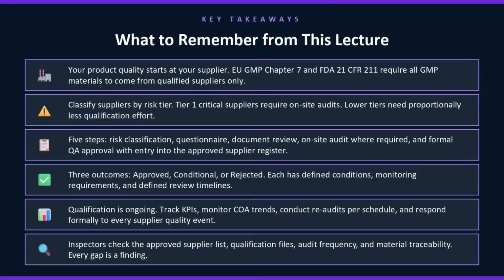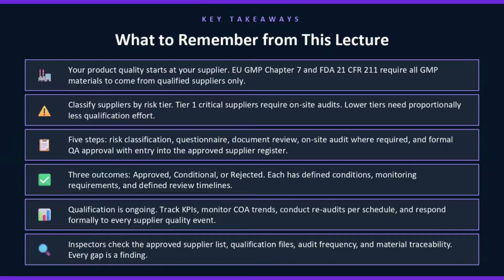Number 2. Classify suppliers by risk tier before starting qualification. Tier 1 critical suppliers require mandatory on-site audits. The depth of qualification must be proportional to the risk. Number 3. Qualification follows 5 steps. Risk classification, questionnaire, document review, on-site audit where required, and formal QA approval with entry into the approved supplier register.